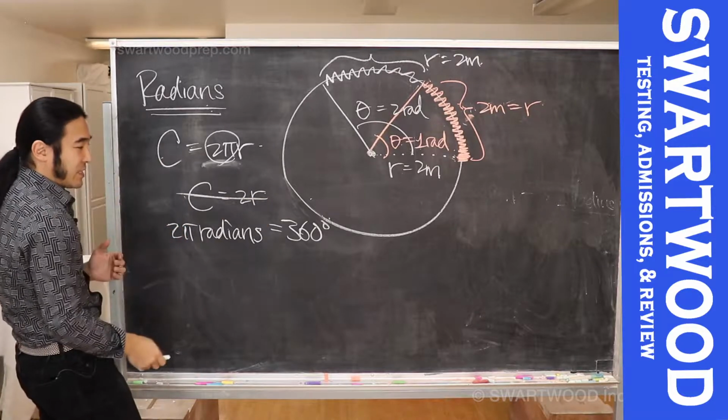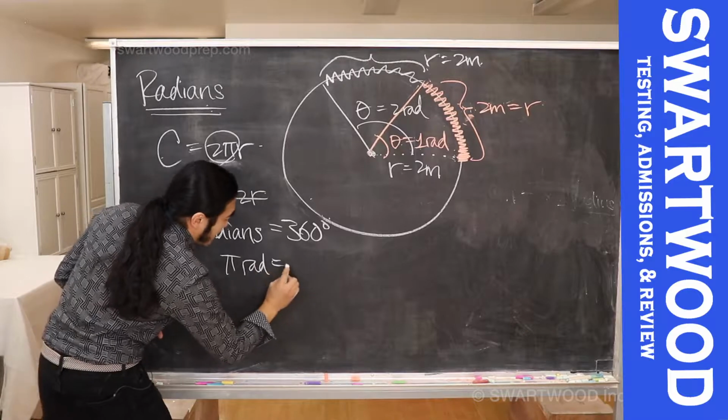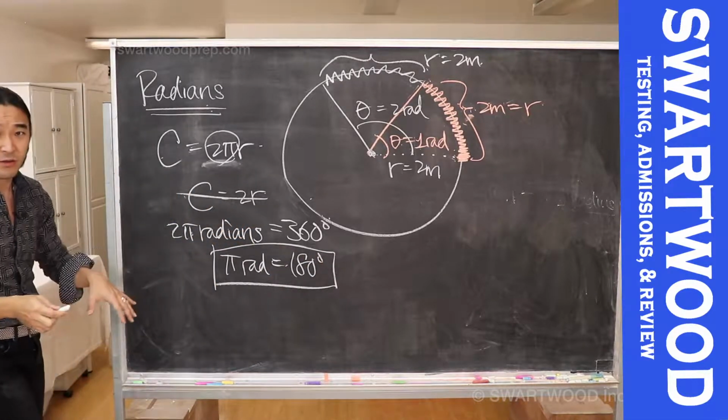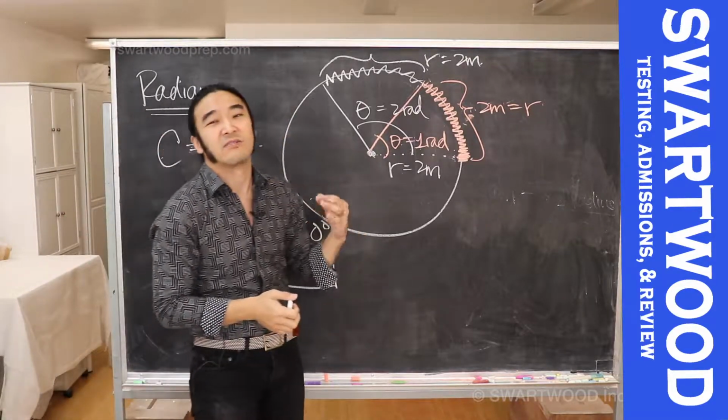So now we just put this together. 2 pi radians is 360, so pi radians is 180 degrees. And this is generally how you convert from one to the other, okay? Everything we do in calc, though, is really going to be based on radians because radians make life easier.